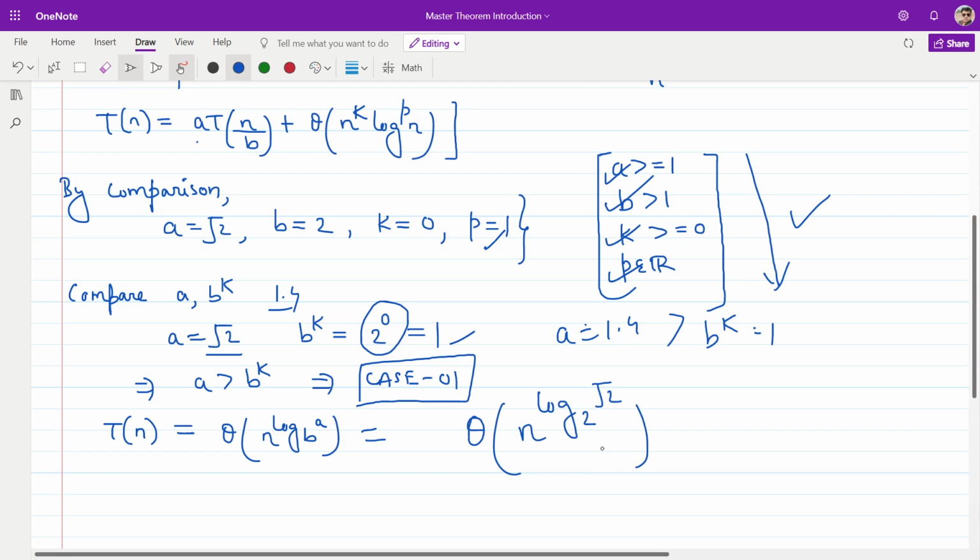Okay, so this is our time complexity for the recurrence equation that was given to us, and we have been able to find it out by using Master's theorem. Okay, so this is our answer.